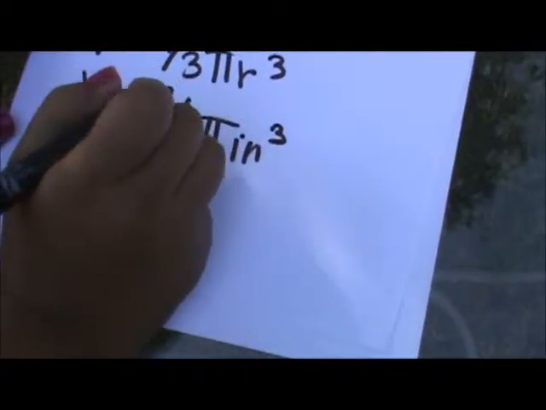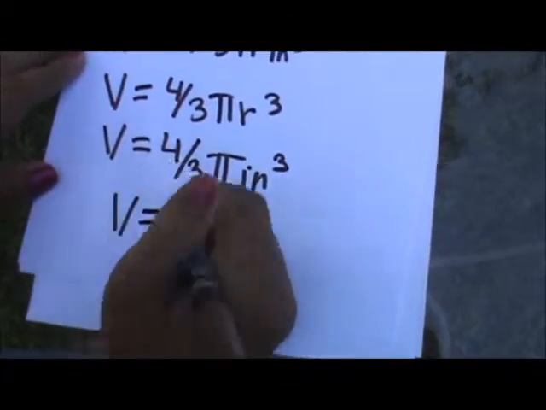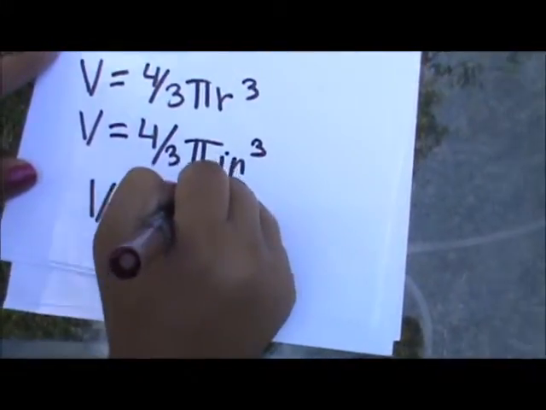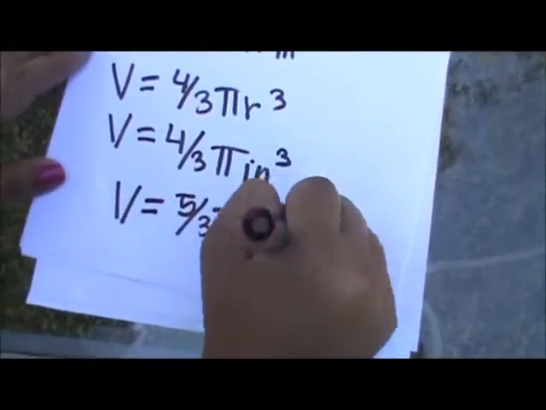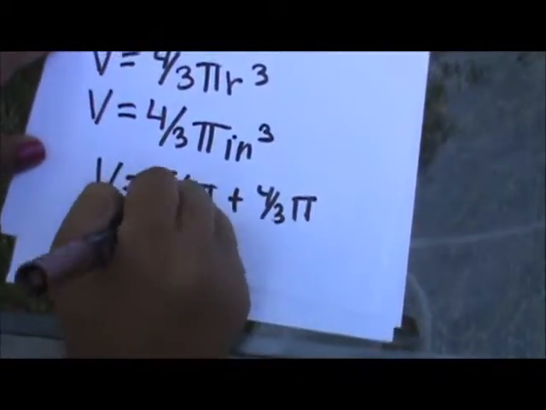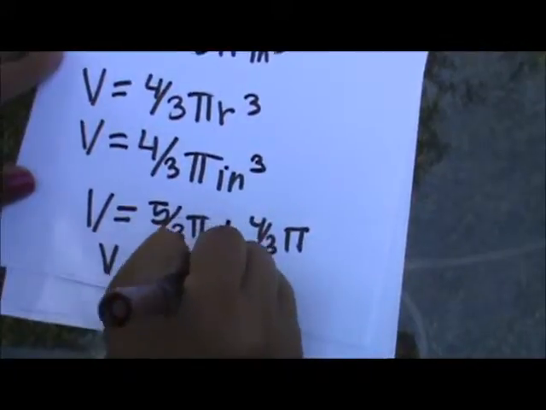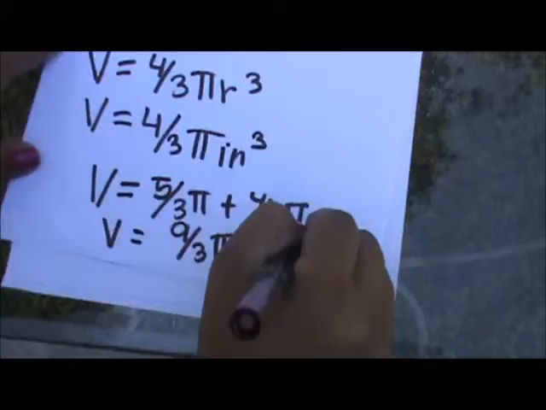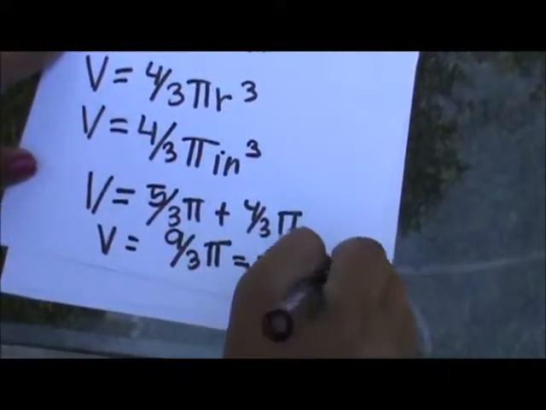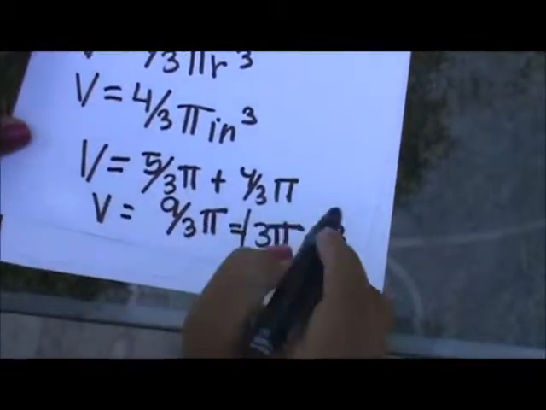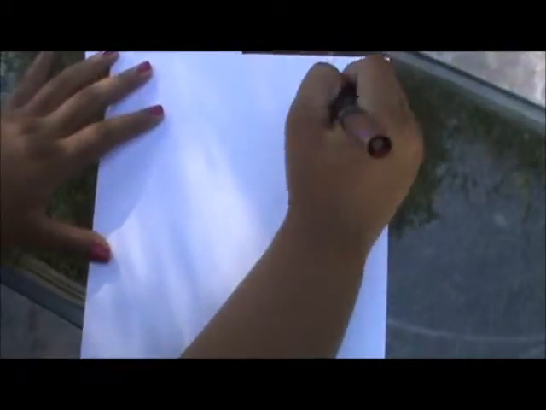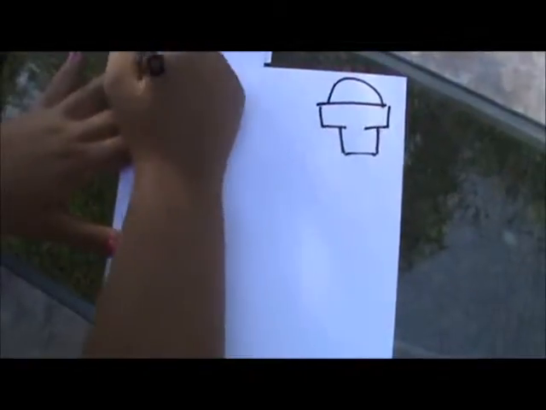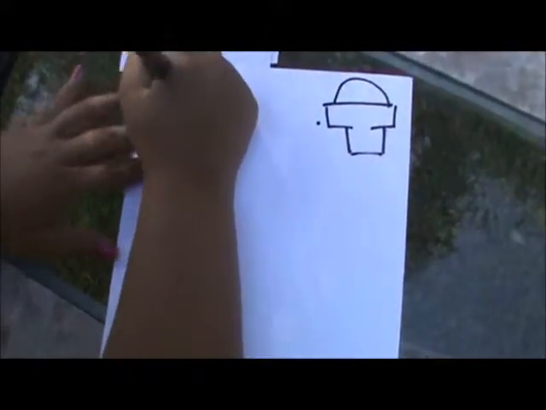And write that. And to find how much the total volume is, we just add them. So it'd be 5/3 pi plus 4/3 pi, which would end up being 9/3 pi, simplified to 3 pi inch cubed. So that's the first cone. So the second cone is basically 2 cylinders plus the sphere on top. So we'll just start with the top cylinder.